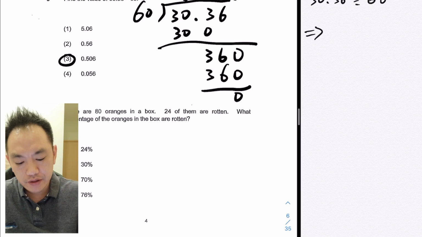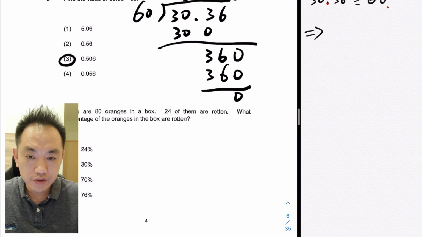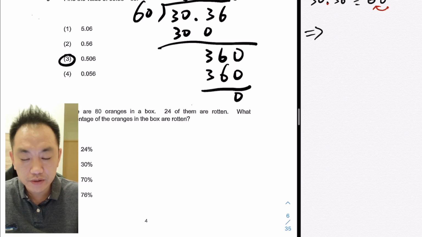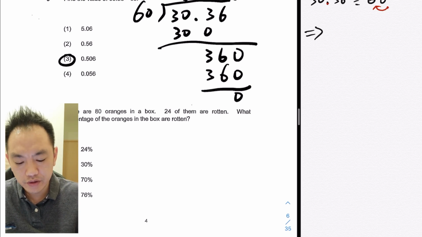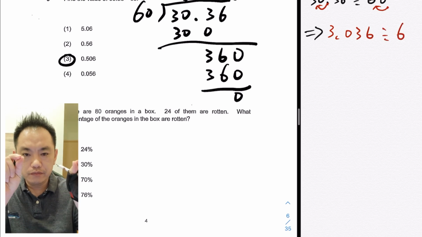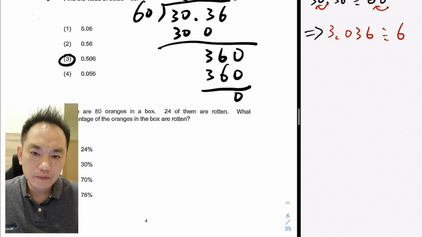Okay. So basically, there was a decimal point here, and there was a decimal point here. If the 0 is really annoying, you can move the decimal point one spot to the left hand side, but whatever you do to this, you need to do the same here. So you can rewrite the question as 3.036 divided by 6. Okay, you move the decimal points one place.